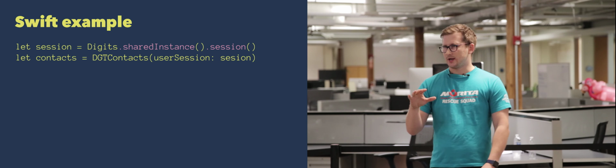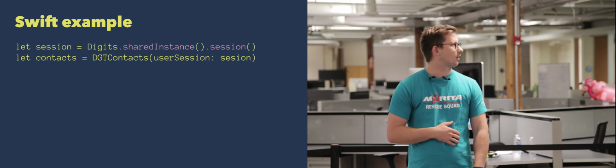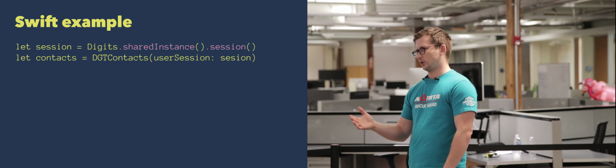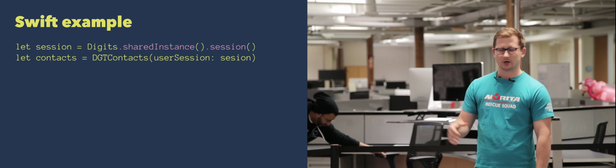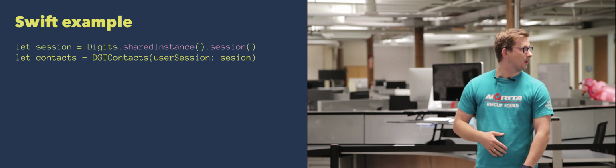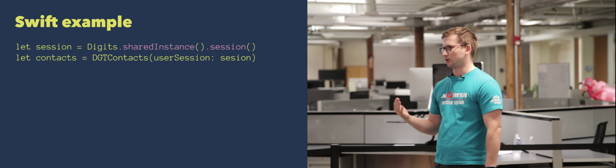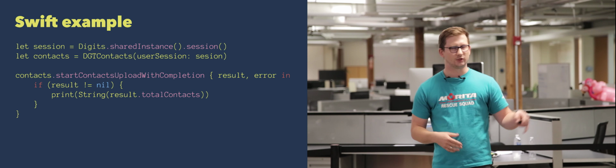So once again, once you get the session object, you just make a call to the start context upload that will prompt the user, hey, are you okay with this app uploading your address book? User says yes. And then we make a call to look up contacts. At that point, it just returns the matches.